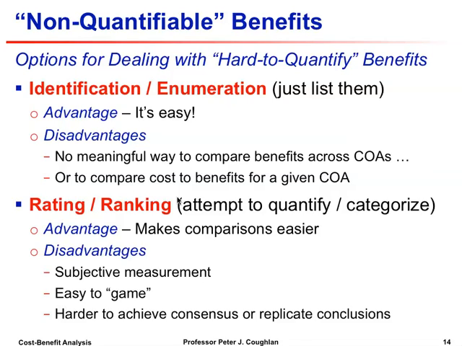It's certainly therefore harder to achieve consensus because, again, the conclusion might be a function of the way that you've rated or ranked them. It's also harder to have somebody else come along and replicate your conclusions. If somebody else does the same analysis, are they going to come up with the same recommendation as you did? Well, if they choose to rate or rank these subjective benefits differently, they may get different results, and therefore you may not be able to replicate your conclusions.